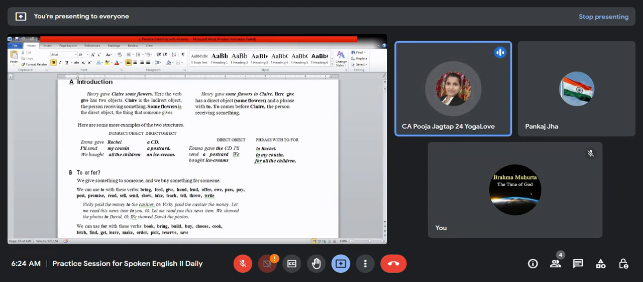Henry gave some flowers to Claire. Here, give has a direct object, some flowers, and a phrase with to. To comes before Claire, the person receiving something. Here are some more examples of the structure: indirect object, direct object. Emma gave Rachel a CD. Indirect object, Rachel. Direct object, a CD. I shall send my cousin a postcard. Indirect, my cousin. Direct, a postcard. We bought all children an ice cream. Indirect object, all children. Direct, an ice cream.